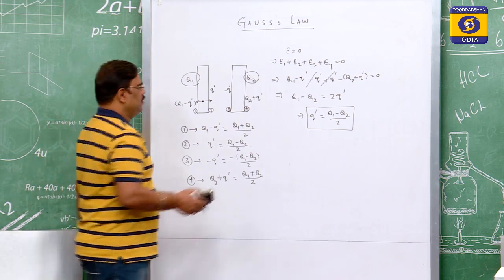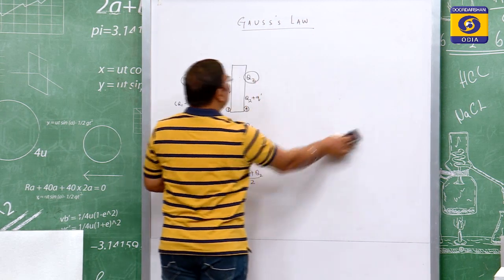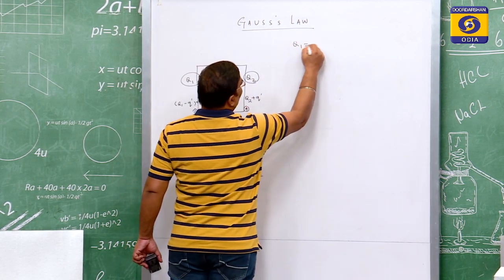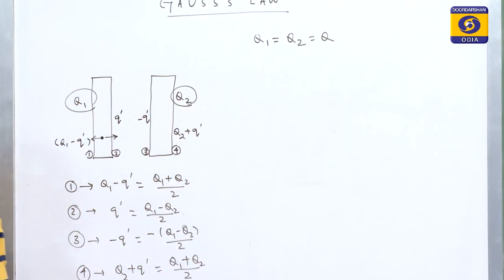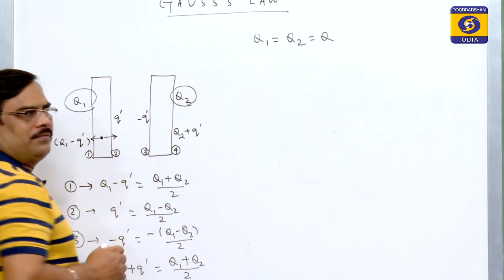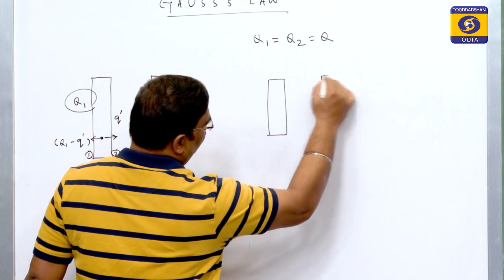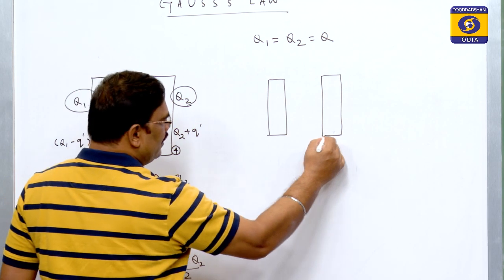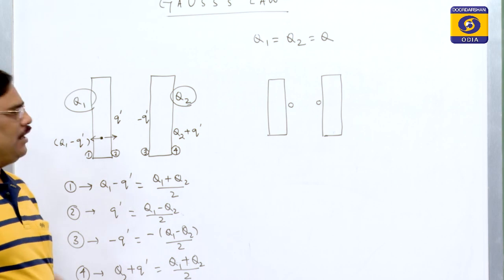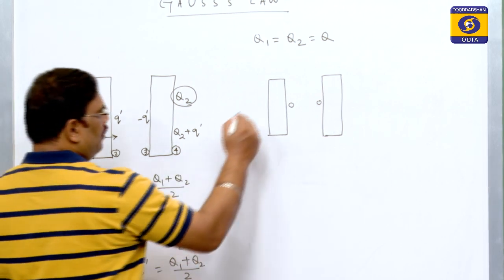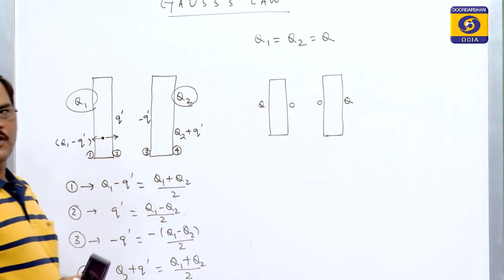In a specific case, if q1 is equal to q2 equal to q, that is, if charges of the same magnitude and same polarity are given to two plates like this, then obviously there will be no charge appearing on the inner faces of both the plates. All the charges will remain on the outer faces.